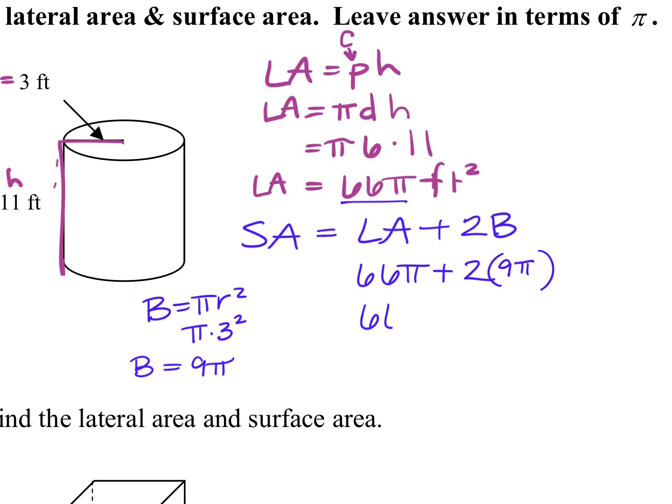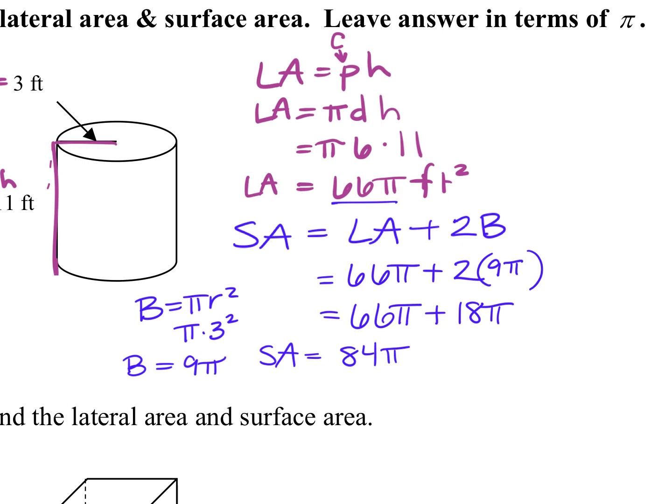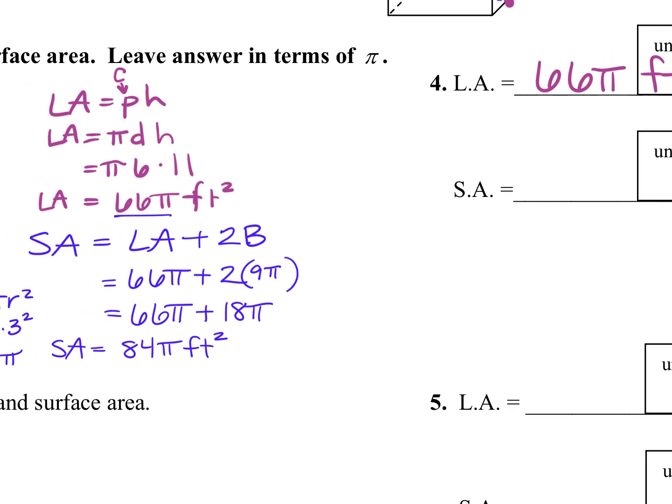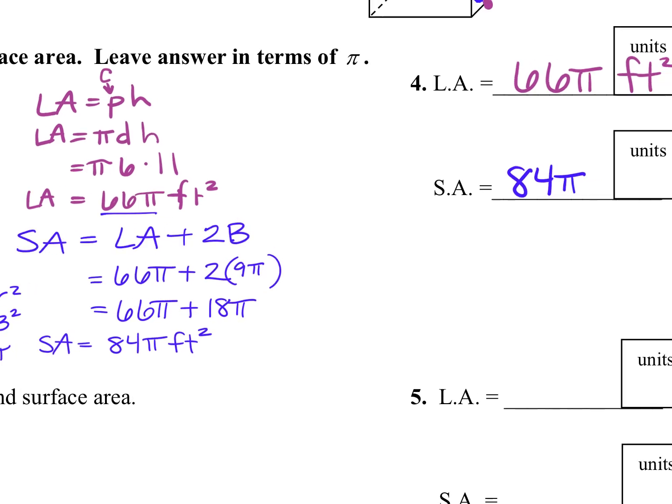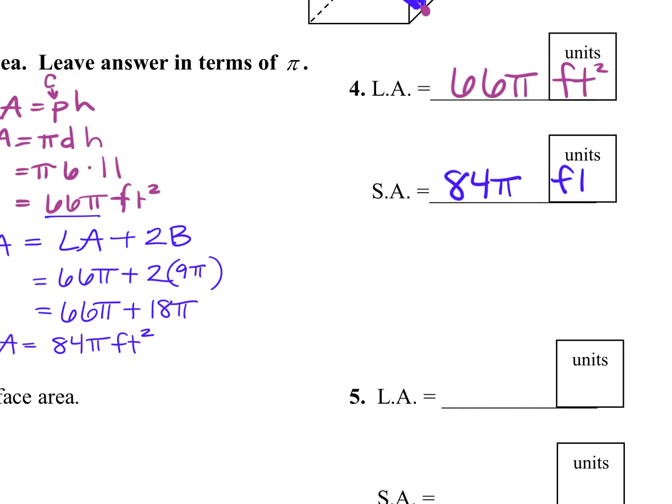So it's 66 pi plus 18 pi. We're leaving it in terms of pi. So our surface area is 84 pi, and still labeling it square feet. Okay, so 84 pi square feet.